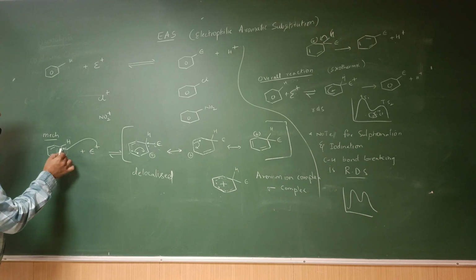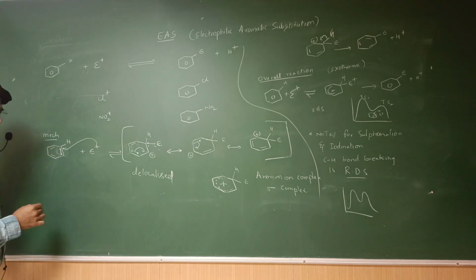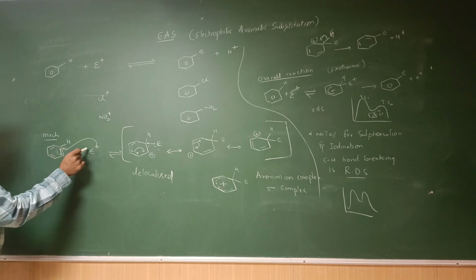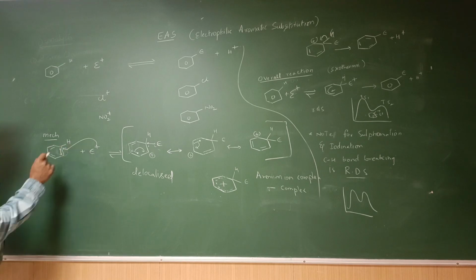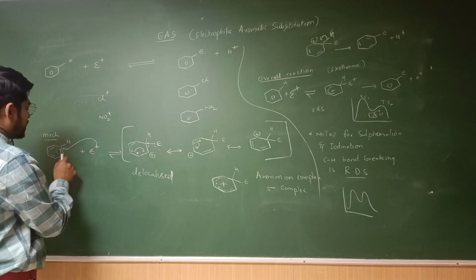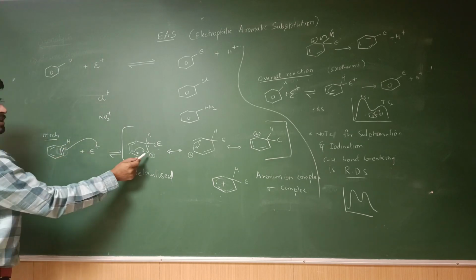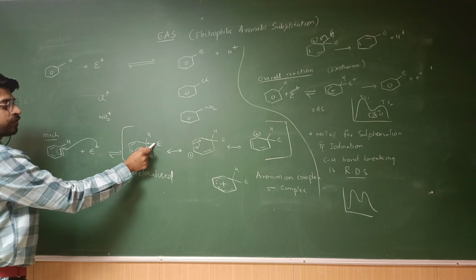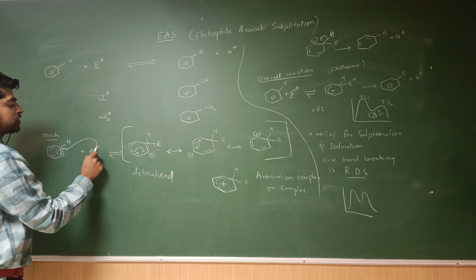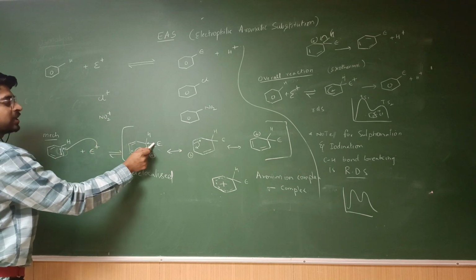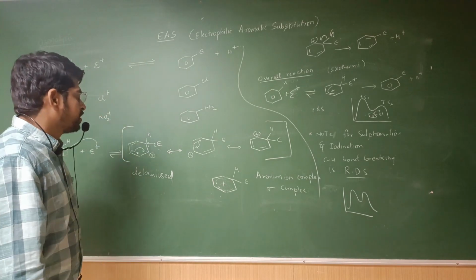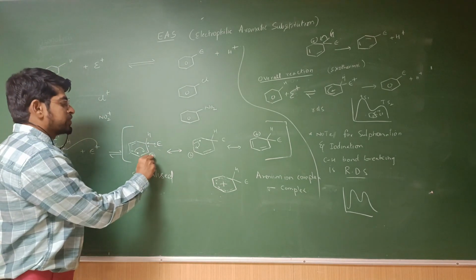Now this electrophile attacks this carbon atom. Once it is attacking this carbon atom, this bond automatically shifts here. That is, this electron is moving towards the electrophile. So this carbon atom lost this electron. That is why there is a positive charge on this carbon atom, and that electron is given to this electrophile. So the electrophile, which had a positive charge, got this electron, so there is no more positive charge on the electrophile. Now this is the first carbocation that is formed.